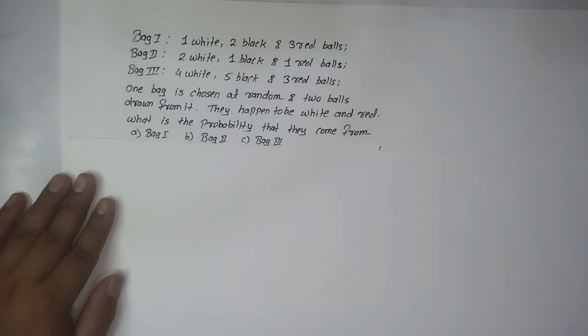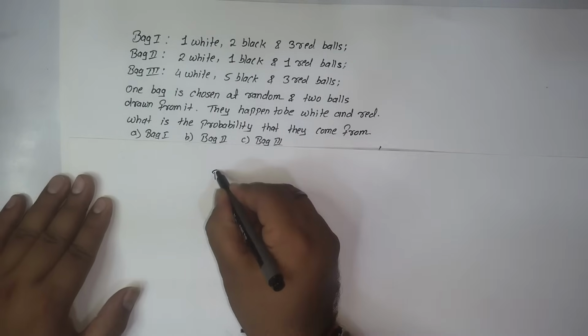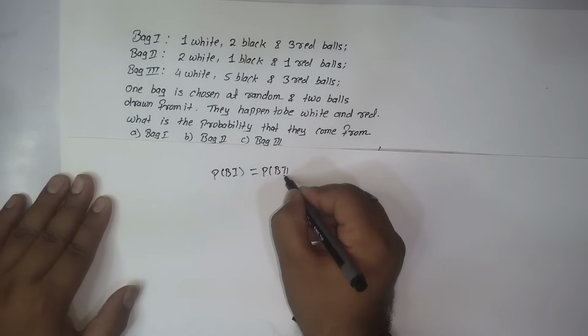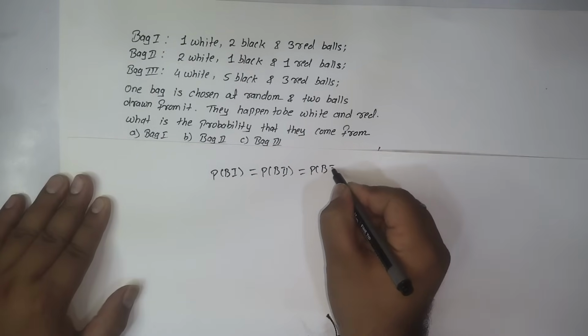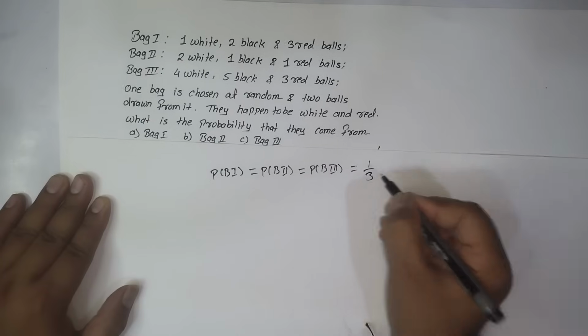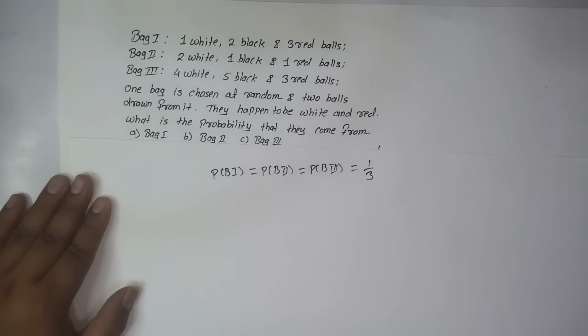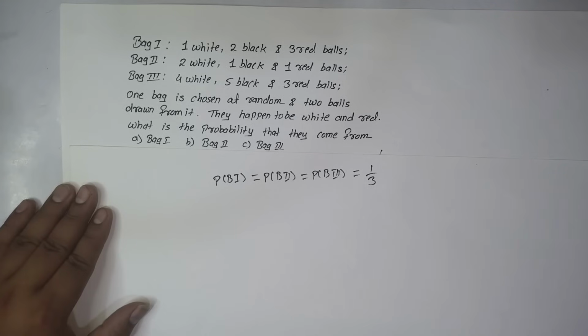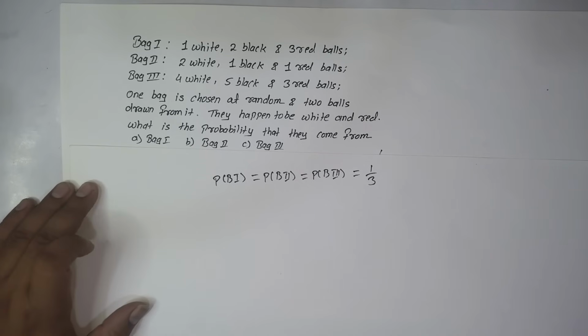So in this question there are total 3 bags. So the probability of bag 1 will be equal to probability of bag 2 will be equal to probability of bag 3, that is 1 by 3, as we have to select one bag out of 3 bags. Let's first try to understand the question. In the question they said there are 3 bags. Bag 1 contains 1 white, 2 black as well as 3 red balls. Bag 2 contains 2 white, 1 black and 1 red ball. Bag 3 contains 4 white, 5 black and 3 red balls.